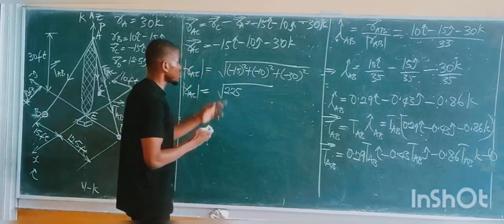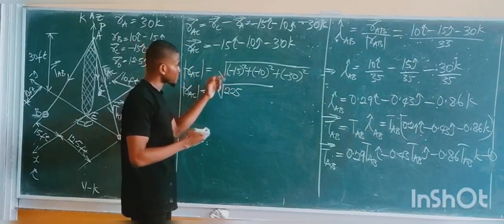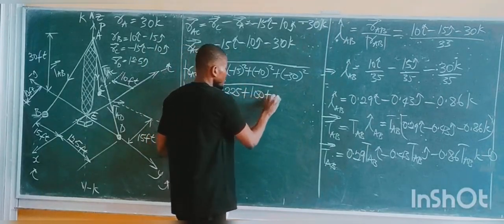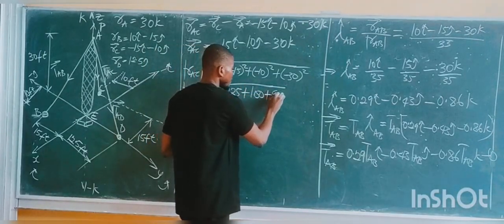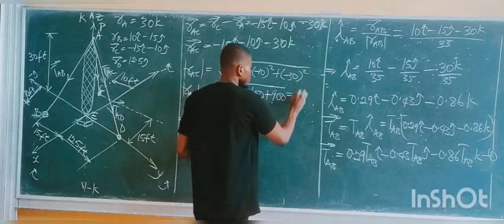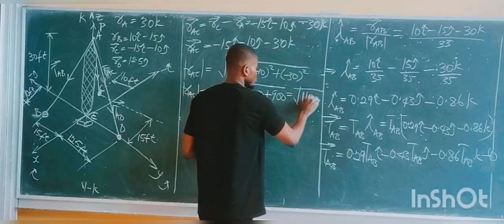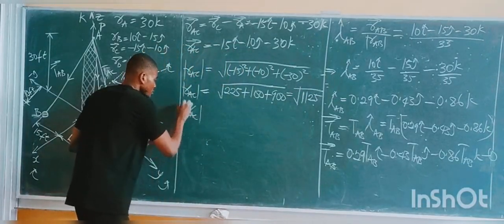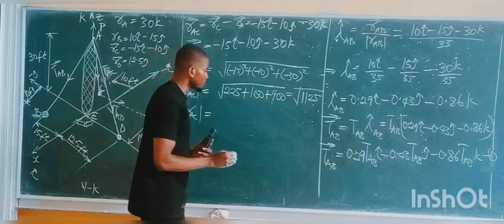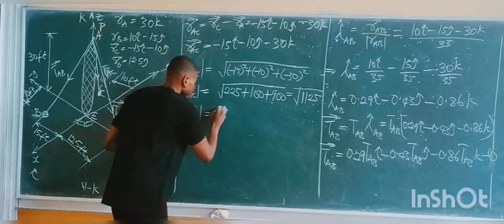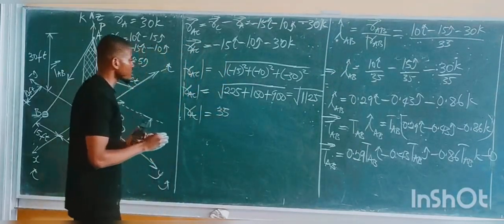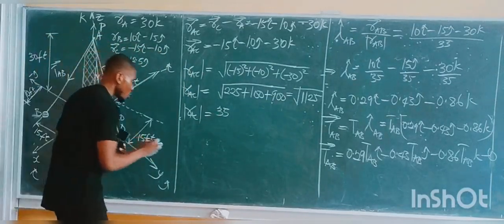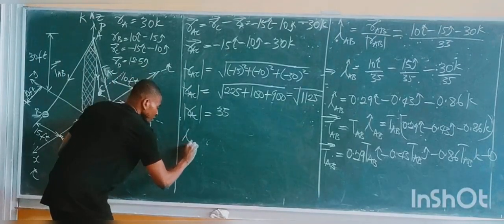Please take note, the square of a negative sign becomes positive. Plus minus 10 squared becomes 100, plus minus 30 squared becomes 900, and this is actually the square root of 1125. Therefore, the magnitude of the position vector AC is equal to 35. After obtaining the magnitude, the next thing to do is to find the unit vector in cable AC.